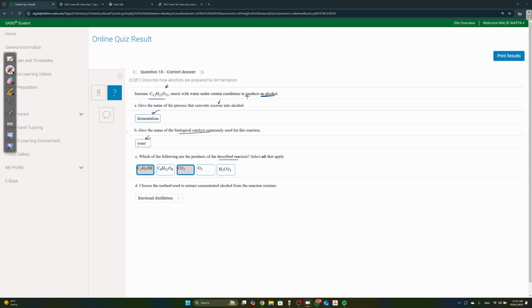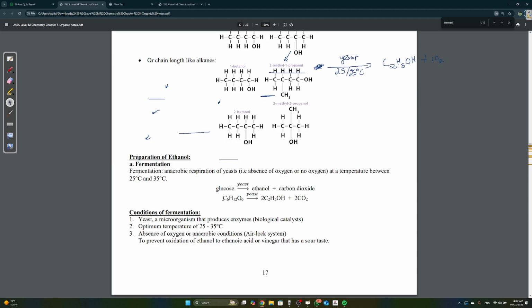Which of the following are the other products of the described reaction? We tell you always, sucrose, in the presence of yeast at 25 to 35 degrees Celsius, produces ethanol plus carbon dioxide. Right? Glucose is broken down to produce ethanol and carbon dioxide.